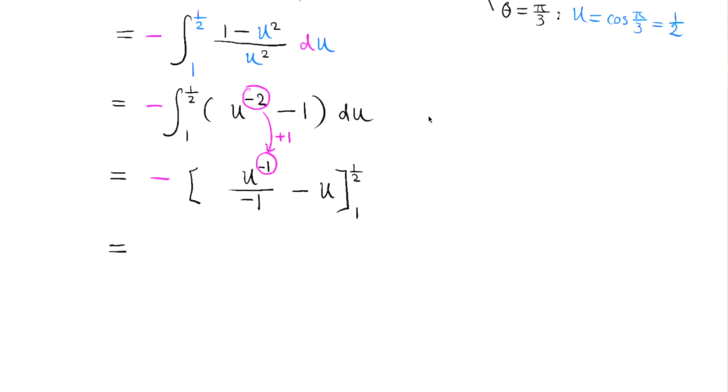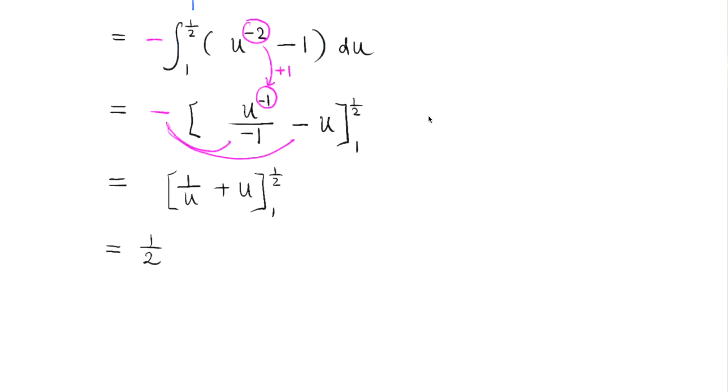So this will be negative. Okay, now you can distribute this negative sign inside. So this becomes 1 over u plus u. You go from 1 to 1/2. Do the calculation, and this is going to become 1/2. Now that's the first way to do it.